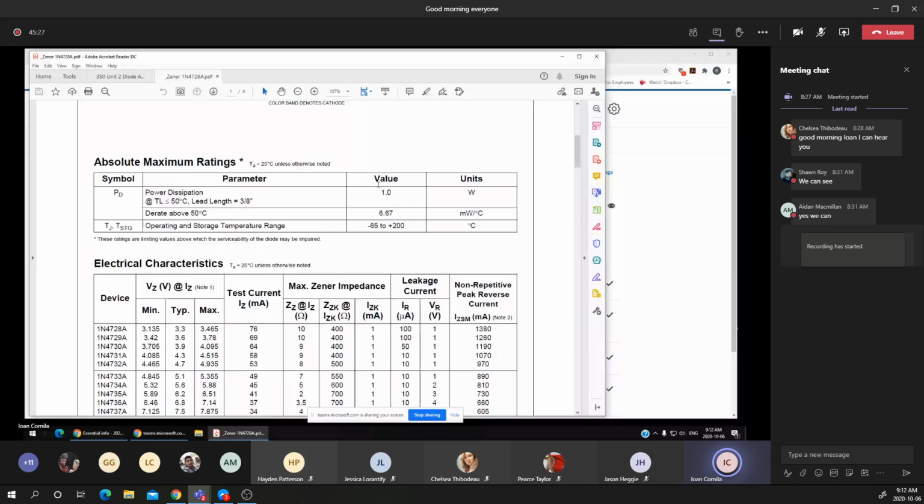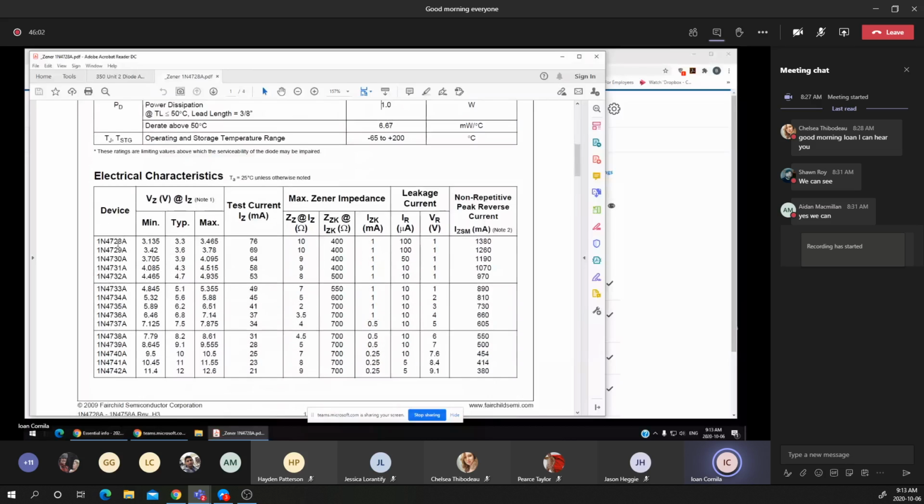That means we have to derate, to decrease, this 1 watt value based on the working temperature of those semiconductors. It's 6.67 milliwatts per degree Celsius. That means that above this value, for example at 60, 70, 80 degrees, the maximum power dissipation is decreased due to the derating value.